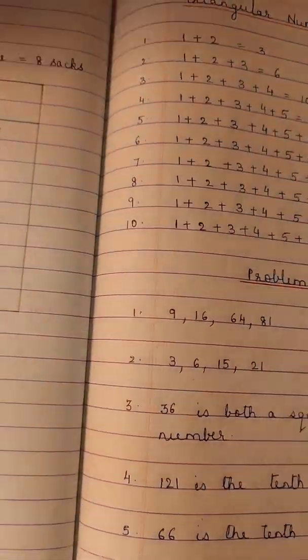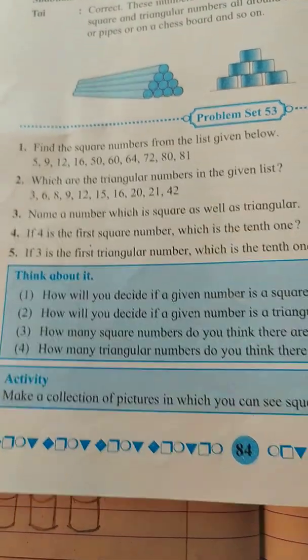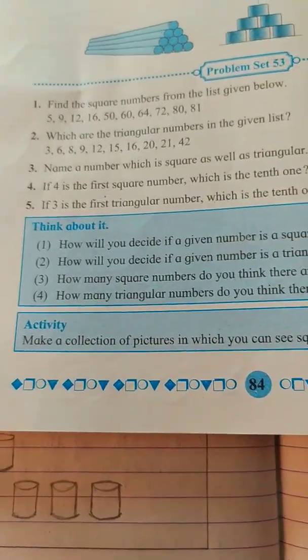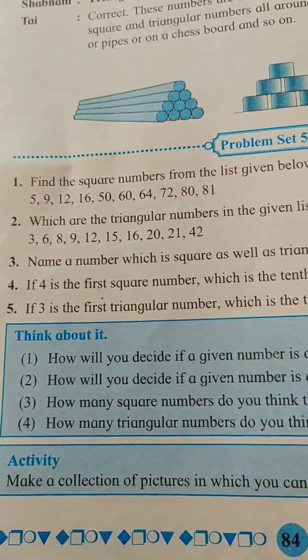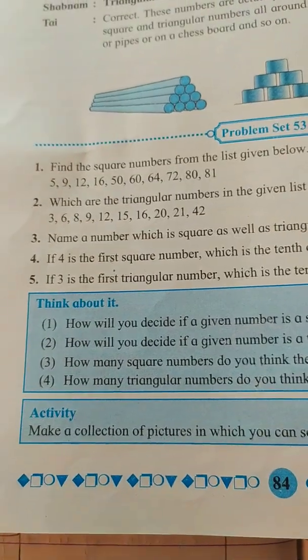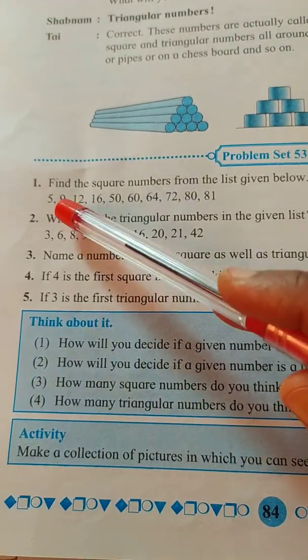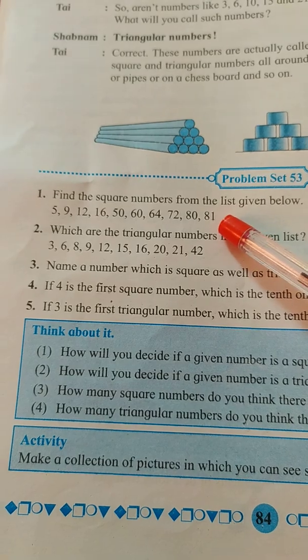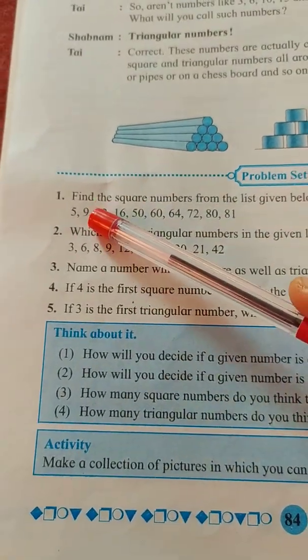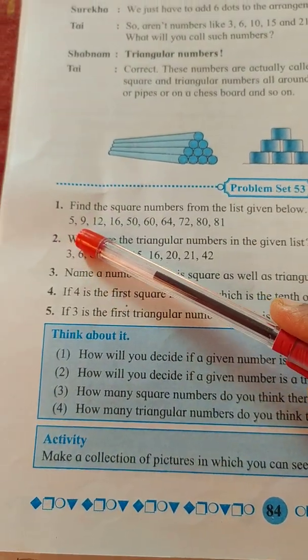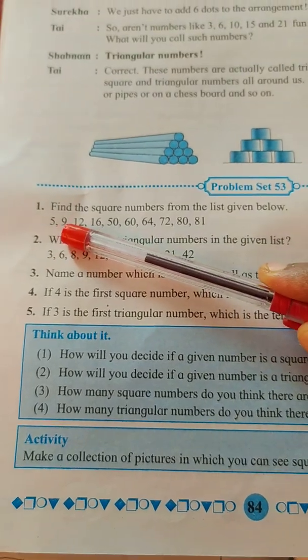Okay. Now we do this exercise, problem set 53. First question is, find the square numbers from the list given below. That means you have a list given here. From this you have to pick up which are the square numbers. So is 9, 5 is not a square number. 9, yes. 3 square is 9.